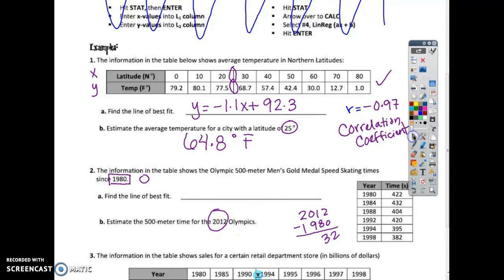So you guys are doing the rest of them by yourself. Don't forget the correlation coefficient for all of them.